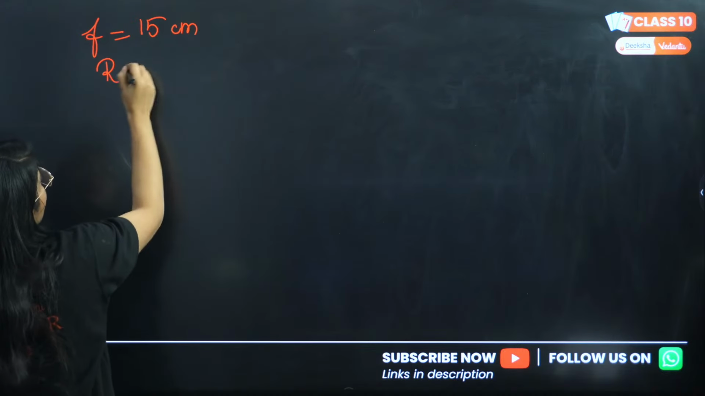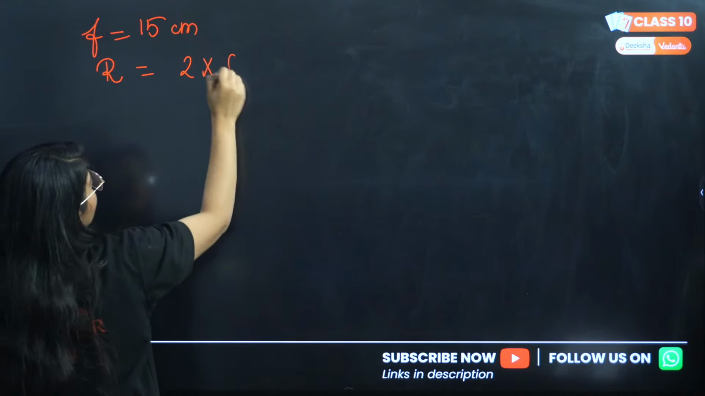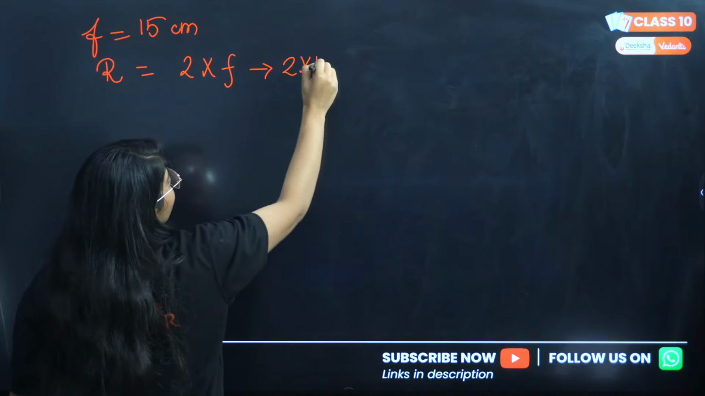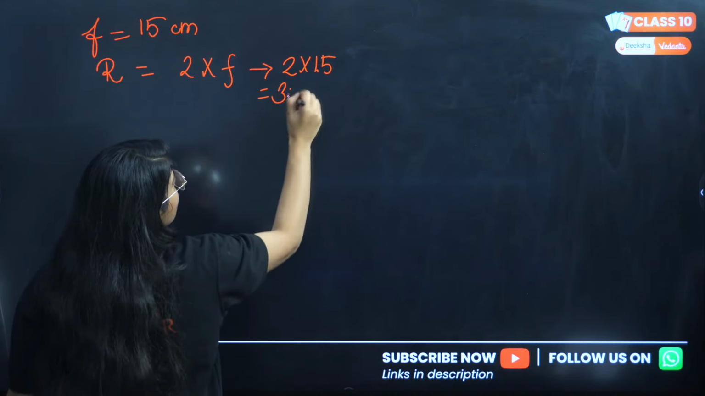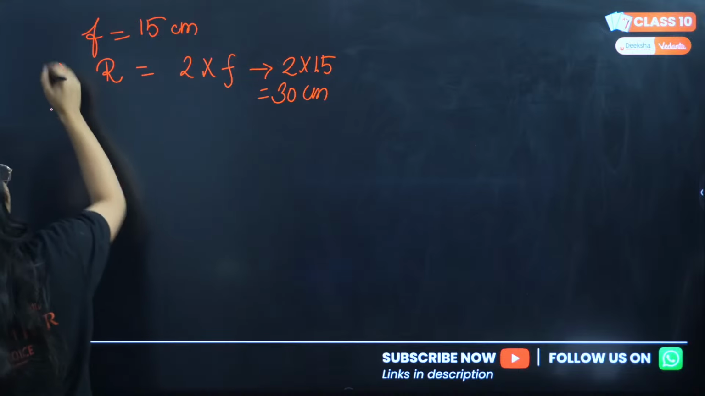So the radius of curvature will be what? Just twice of focal length. This is very easy. 2 into 15, that will be just 30 centimeter. So B part is also done.